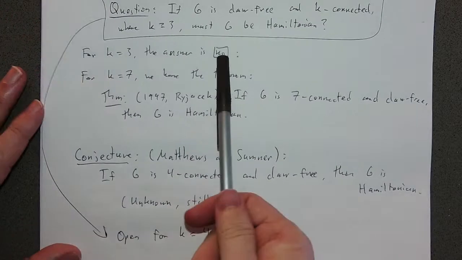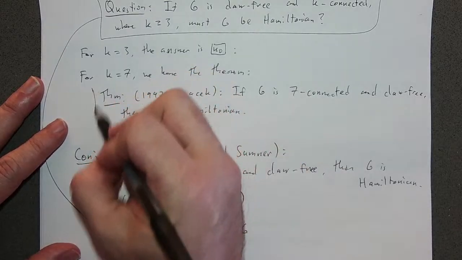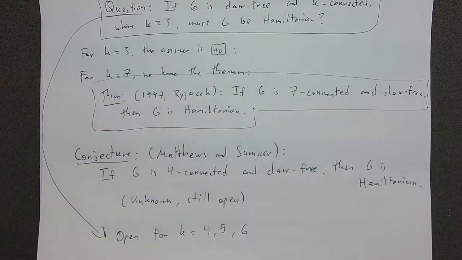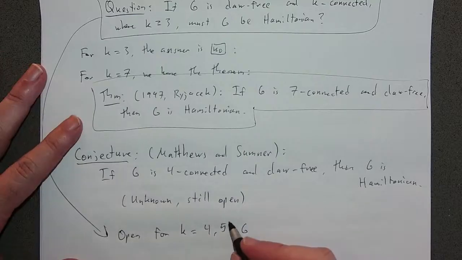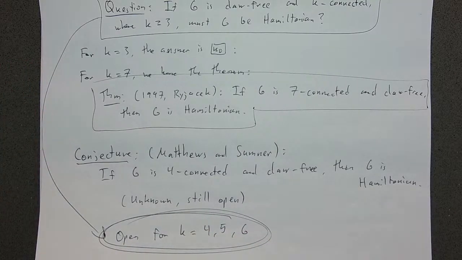For k equals 3, it's false. The answer is no. And for k equals 7, there's the theorem that says, yeah, being 7 connected and claw-free is enough. But this is open for being 4 connected, 5 connected, or 6 connected. So these are still unanswered.